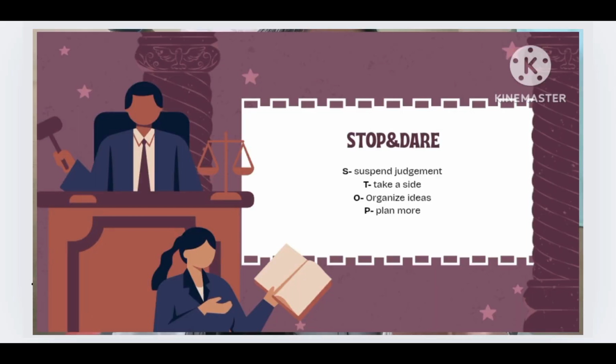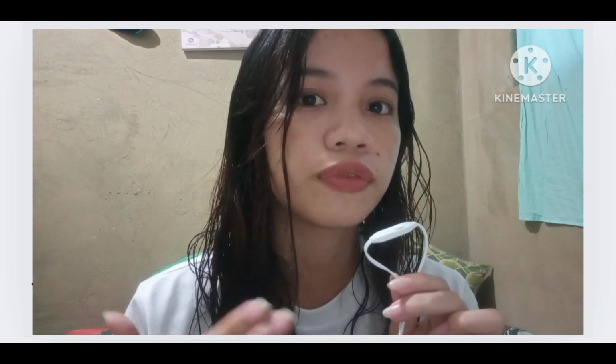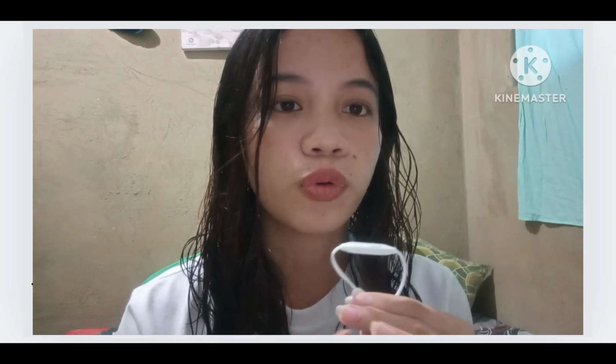STOP is an abbreviation. S is for suspend judgment. So you have to refrain yourself from making prior judgment, and widen your horizon, or open your mind in regards to the idea that's being presented. You have to refrain from making judgment before you even tackle the topic.